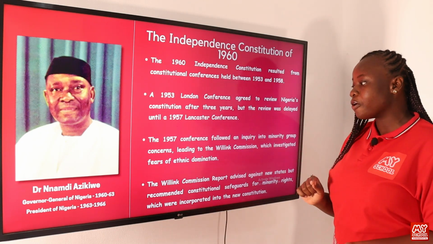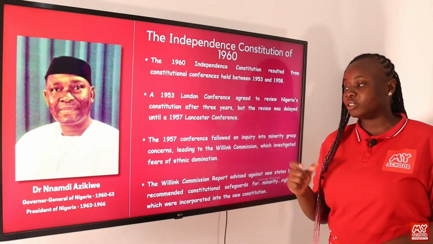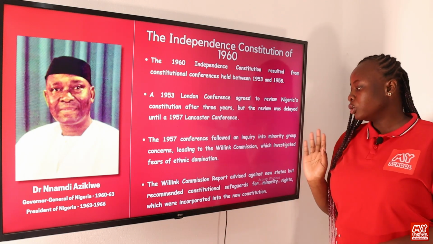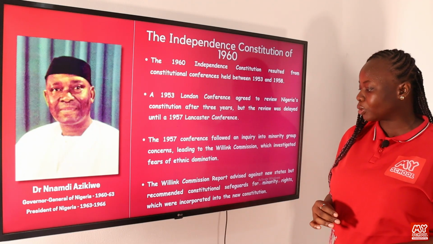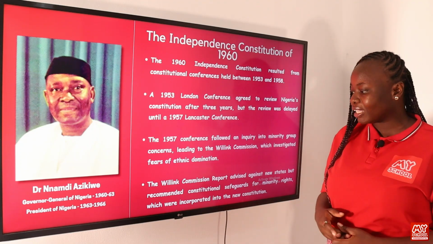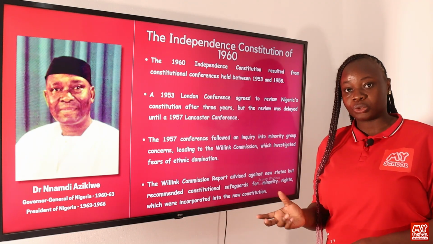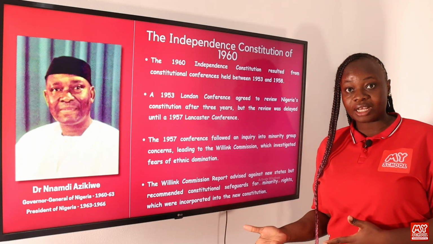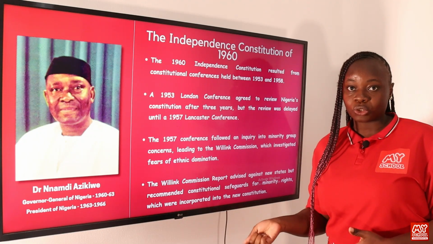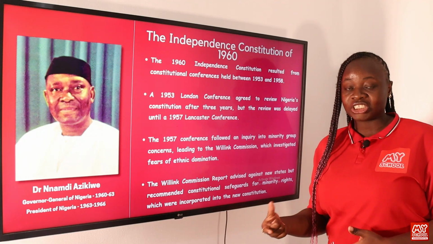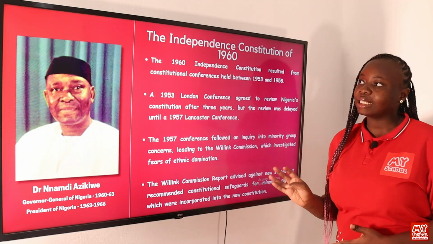The 1957 conference followed an inquiry into minority group concerns, and this led to the creation of the Willink Commission of Inquiry. This investigated fears of ethnic domination. The Willink Commission report advised against new states, but recommended constitutional safeguards for minority rights, which were incorporated into the new constitution. We talked about the different constitutional safeguards, how fundamental human rights would be stipulated in the Independence Constitution, and how many different agencies would be created to help safeguard the rights of minority groups. Now let's move on to the next slide.